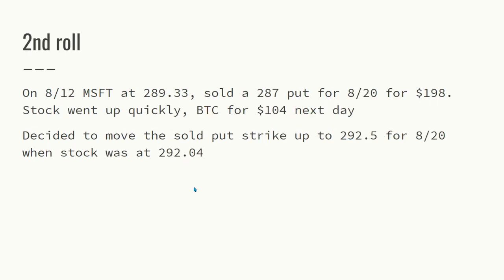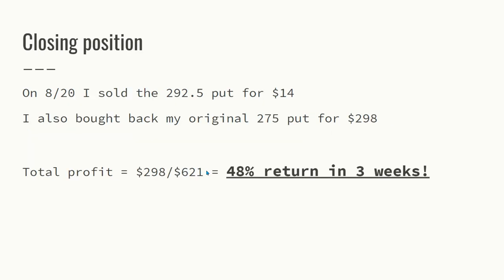Second roll, 289.33, went up to a 287 put, made $198. The stock shot up quickly, so I decided to actually buy to close that day for $104. Made a decent gain in a day here. Then I moved the strike up to 292.50 because the stock was up at 292.50 in a day. And then made a good amount of premium there. On 820, sold that put for $14.